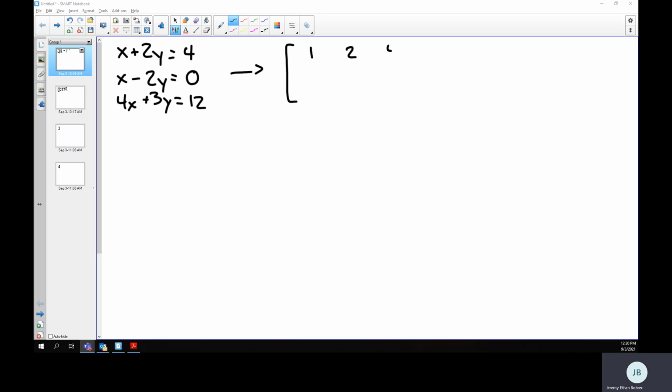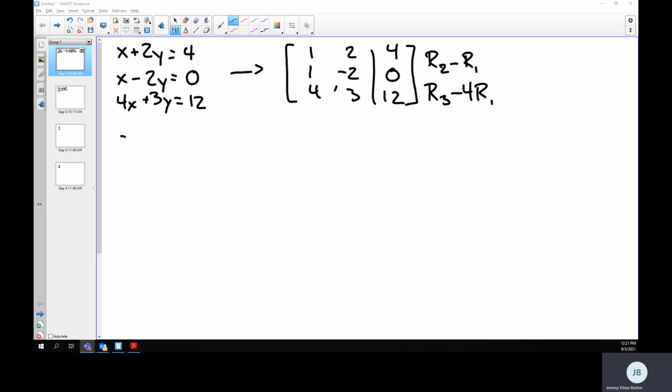1, 2, 4, 1, negative 2, 0, and 4, 3, 12. No problem. Okay, so the first thing we're going to do is subtract off row 1 multiple times to get rid of our 1 and our 4 in the first column. So that is, we'll get row 2 minus row 1 and row 3 minus 4 row 1.